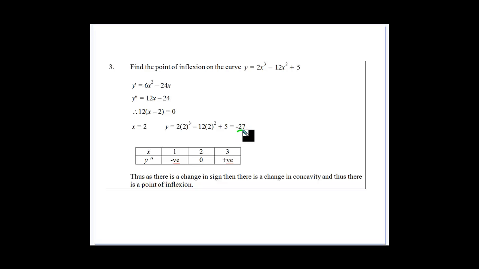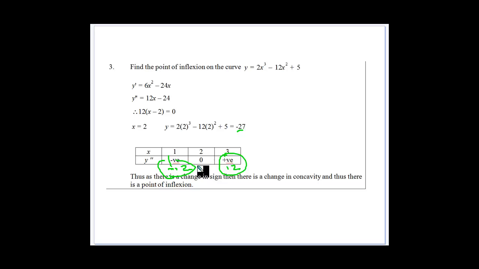Now, as we said before, we need to be able to test for a point of inflection. So if we get our value of 2, test either side of it. We put 1 into the second derivative, and we get a negative value. So 12 times 1 minus 24 gives us minus 12. And if we put 3 in, we get positive 12. So we see there's a change in sign. It goes from negative to positive. So it goes from concave down to concave up, and at 2 there was no concavity.